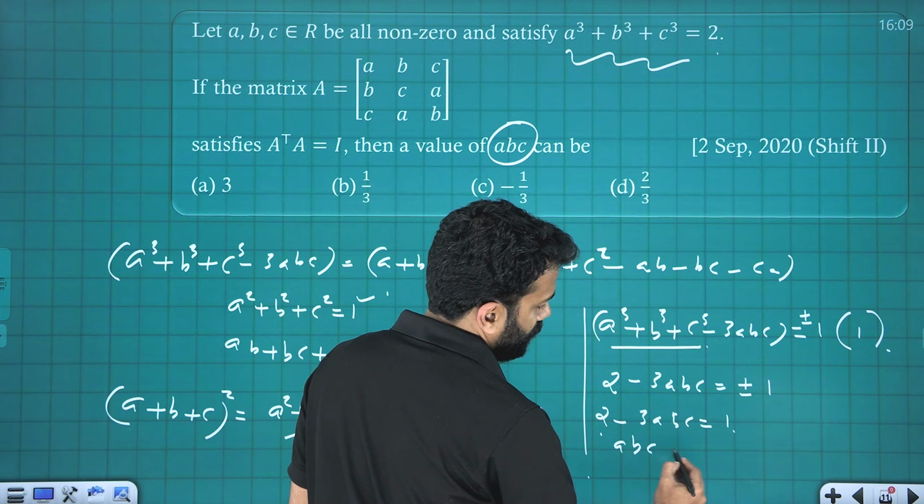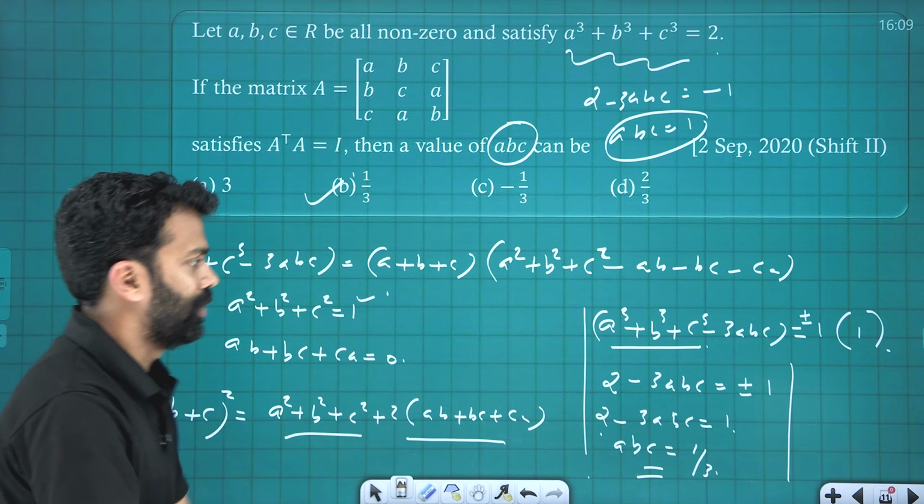But that's not in the options. Therefore, we got two values of ABC. The first value is 1 by 3 and the second value is 1. Since I have considered both the signs, this will be enough. ABC is equal to 1 by 3. So 1 by 3 is the correct answer. I hope it's clear for you. Then we can move to the next one.